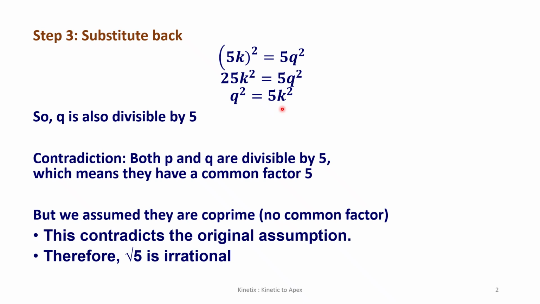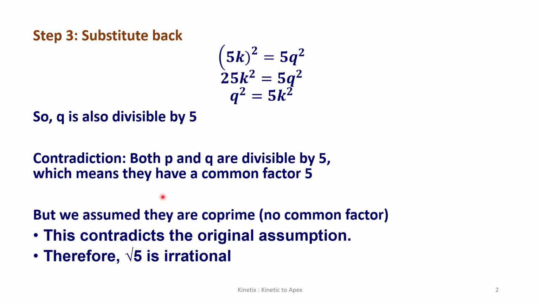Previously what we had got? We had got P is divisible by 5. Now what we are getting? Now we are getting Q is also divisible by 5. That's why both P and Q are divisible by 5. That means both P and Q are not co-prime. They have a common factor, that is 5.